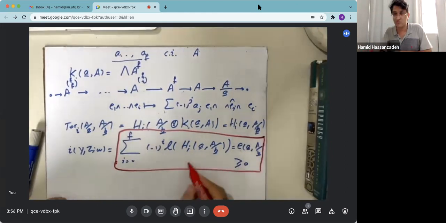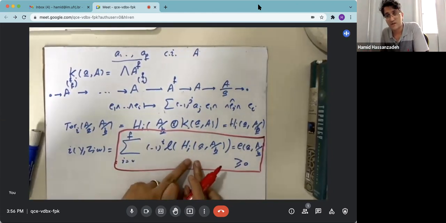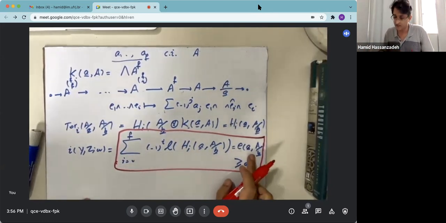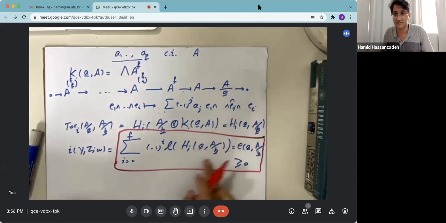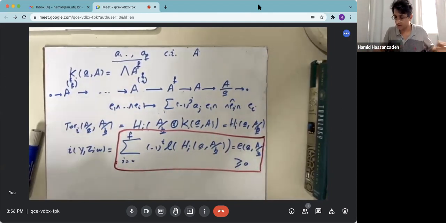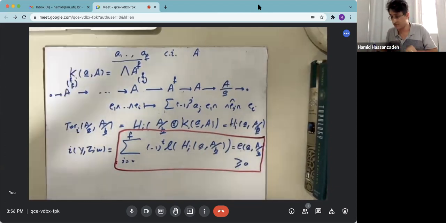And this is the formula that I want to focus on. And I want to state a similar formula for the Buchsbaum-Rim multiplicity in terms of the Koszul homologies, right? And I will say why the title is genus just at the end when I complete the proof.